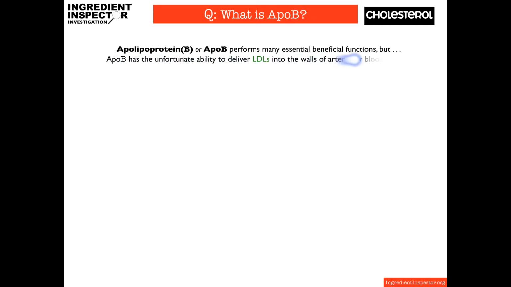What is ApoB? Apolipoprotein B, or ApoB, performs many essential beneficial functions, but ApoB has the unfortunate ability to deliver LDLs into the walls of arteries or blood vessels. The endothelium tissue, which lines the inside of our arteries, is only 1 cell thick. So there's this very thin lining along the inside of our arteries.